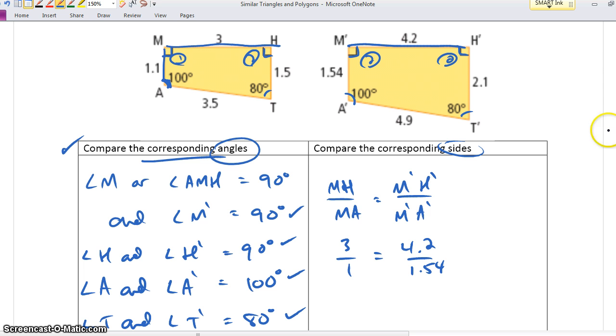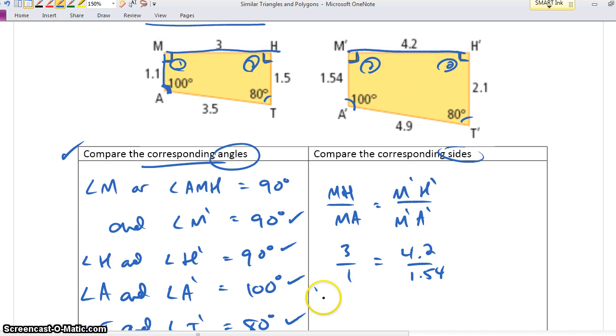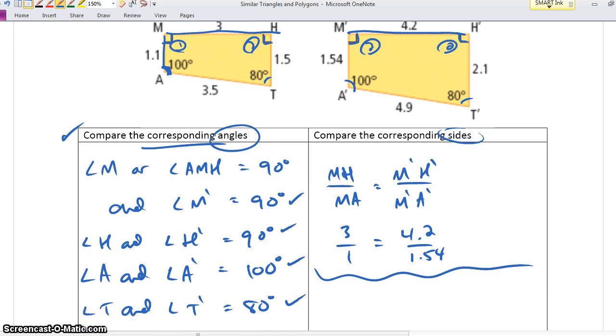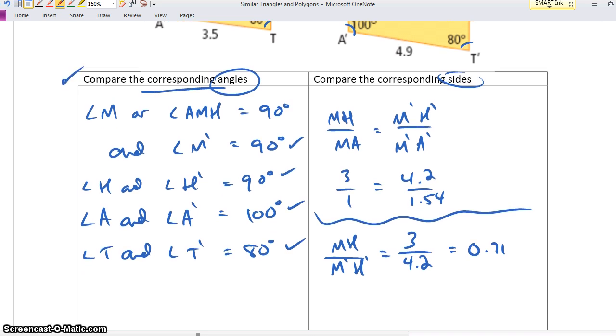Well, how do we check that, right? Because now we have all the information. We're not really setting up proportions. What we can do is break it down and look at it a little differently. Setting up our proportion like that doesn't help us out. What does help us out is to think about MH over M prime H prime. Actually, looking at the numbers here, I'm realizing this would be 3 over 4.2, which would work. And we can do the math here. So that equals 0.71.